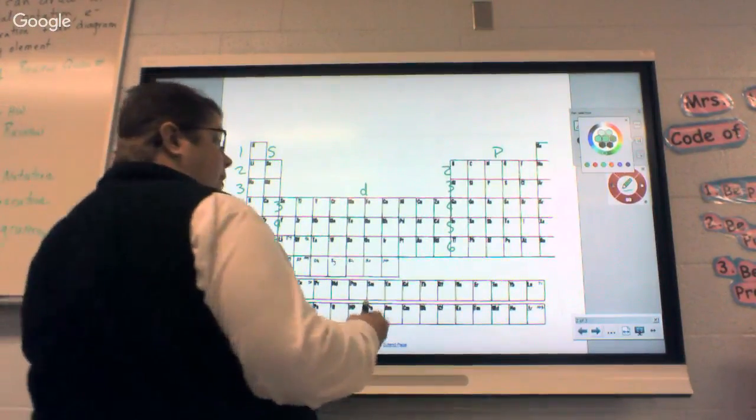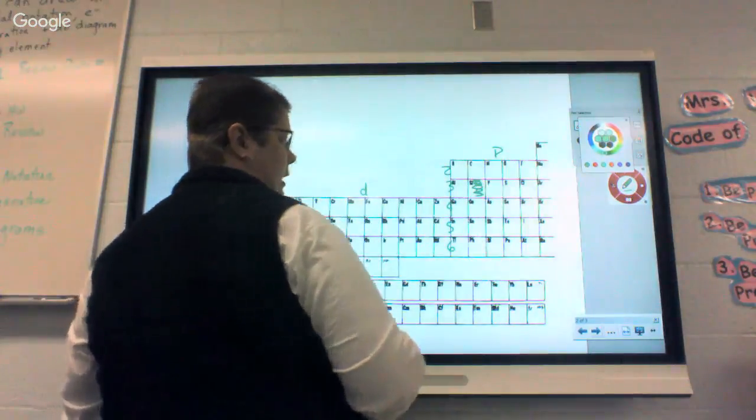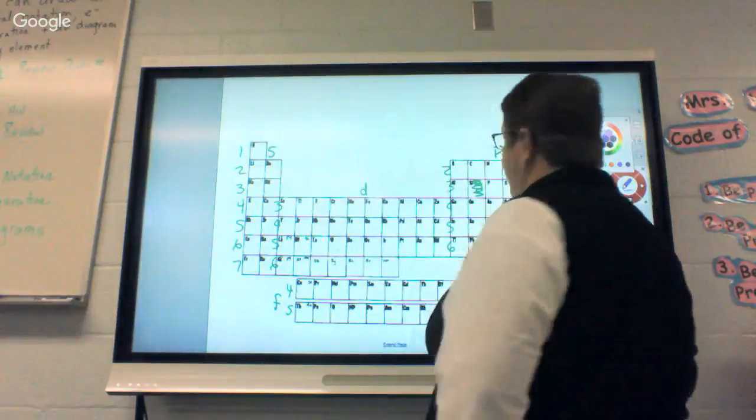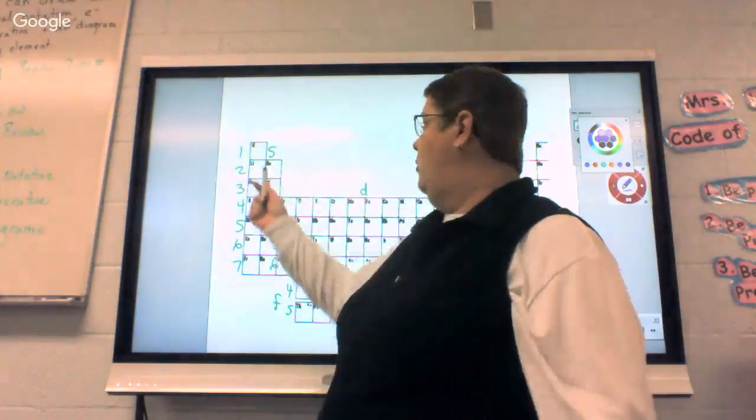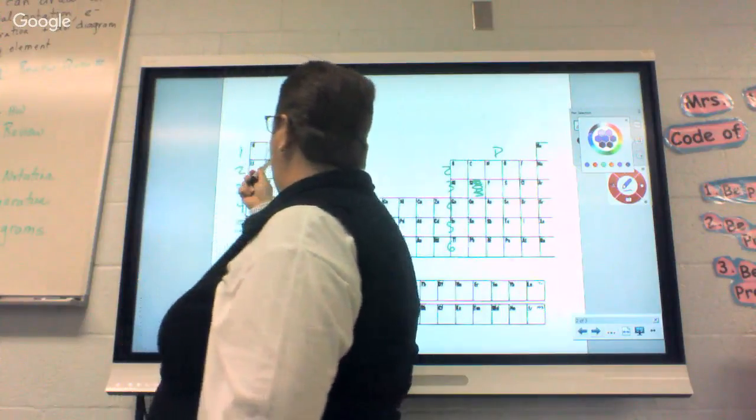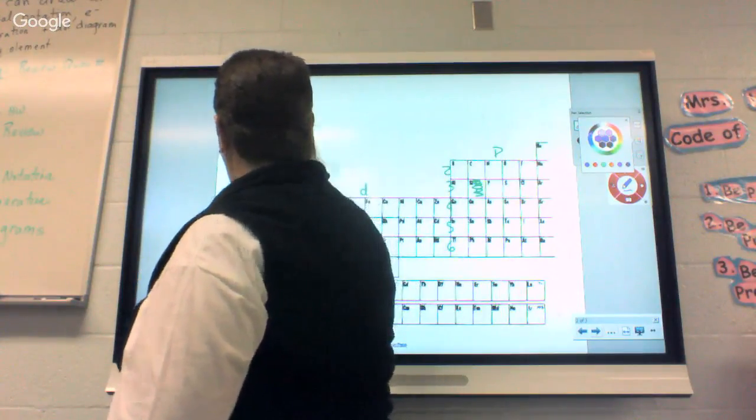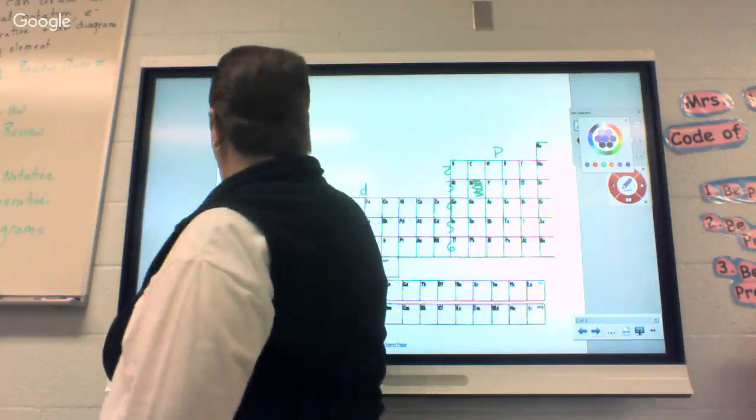So let's just say that we write the configuration for silicon like we did a while ago. Now, if we're doing this, we start at the top left. What is the first number we see? We write 1. What's the block that we see first? So we write S. And how many elements do we have? 2.